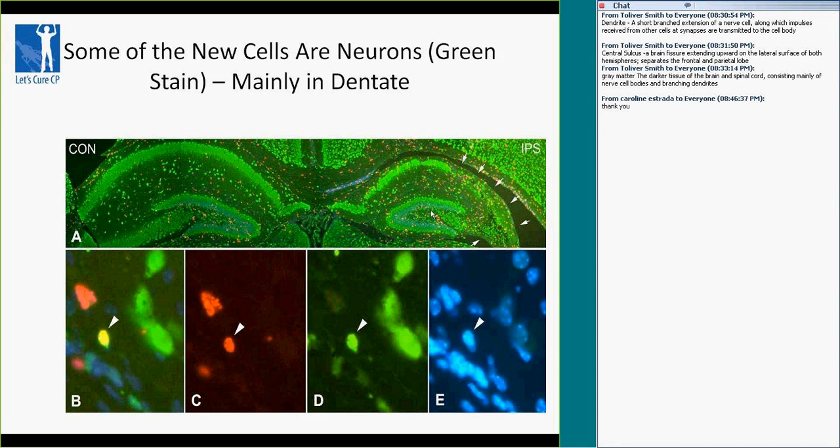So frame B is actually the composite of C and D, using a triple filter, which lights up both at the same time. What this tells us is that the cell in frame B is both a new cell, because it's BrdU positive, it's got red, and it's a neuron because it's stained green in D. So you see that composite in B. That's both a new cell since injury, and it is a neuron. Let's go to the next slide, please.